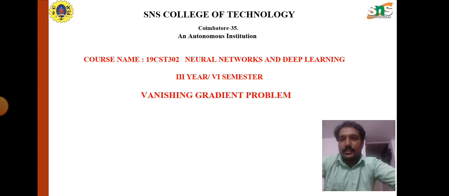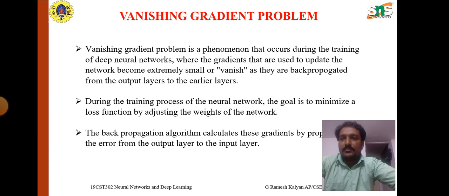The topic is Vanishing Gradient Problem. In the previous video, that is rectified linear unit, we saw that the rectified linear unit activation function is used for overcoming this vanishing gradient problem. We saw the term vanishing gradient problem again and again, so we'll see in depth about the vanishing gradient problem in this video.